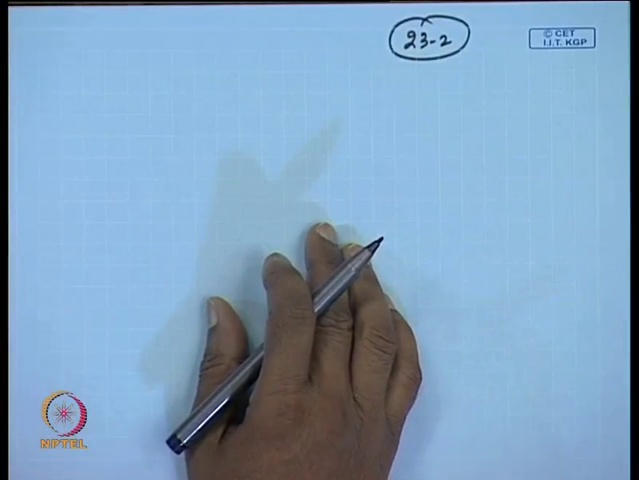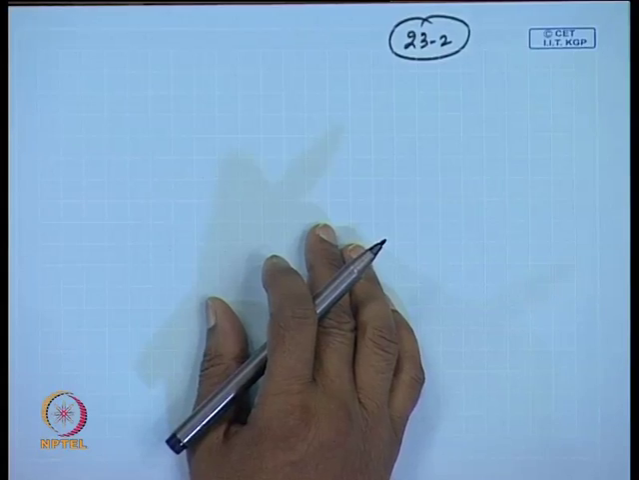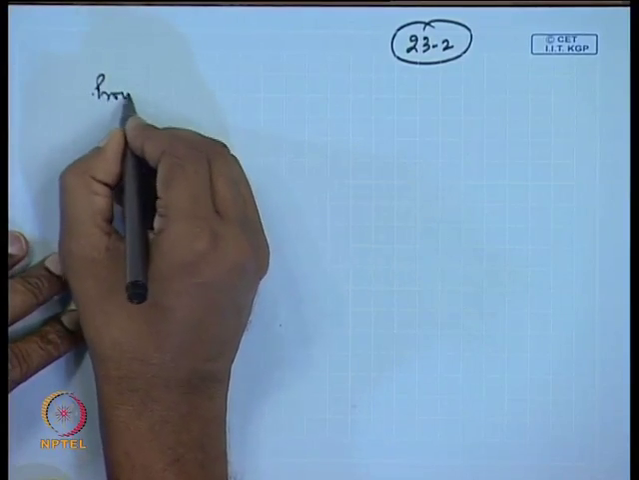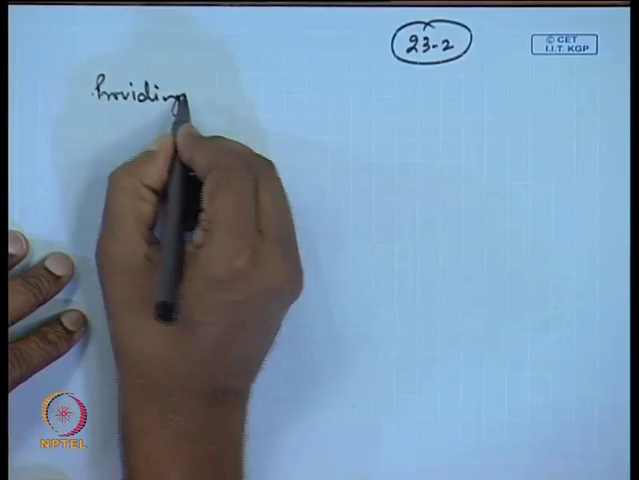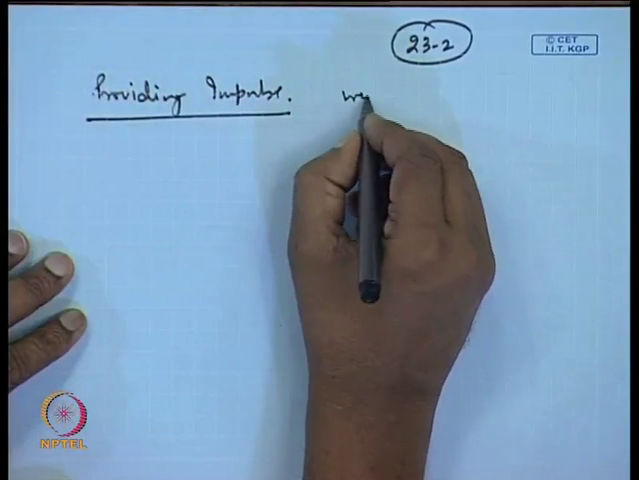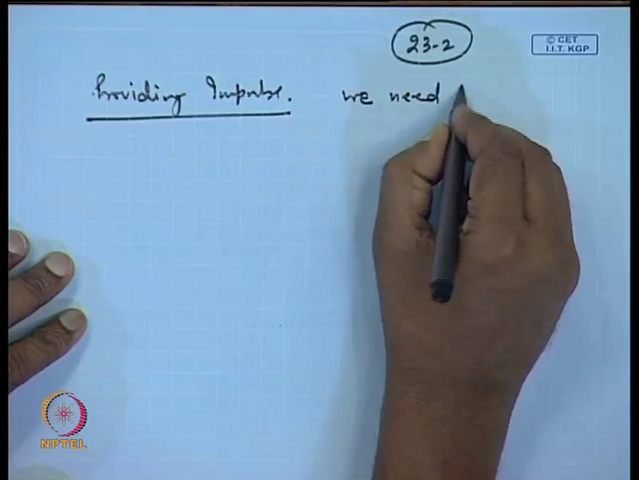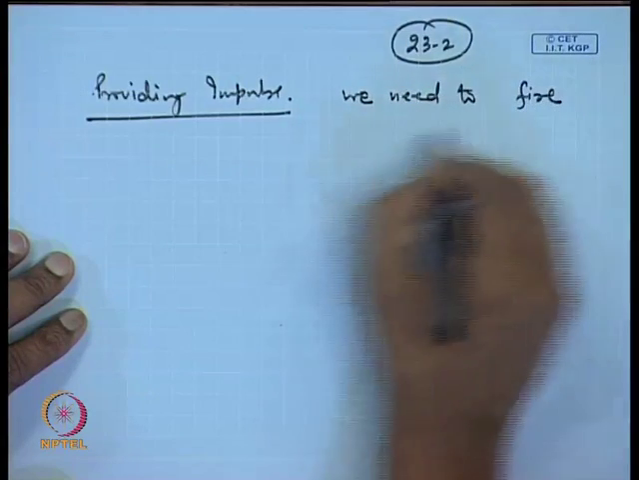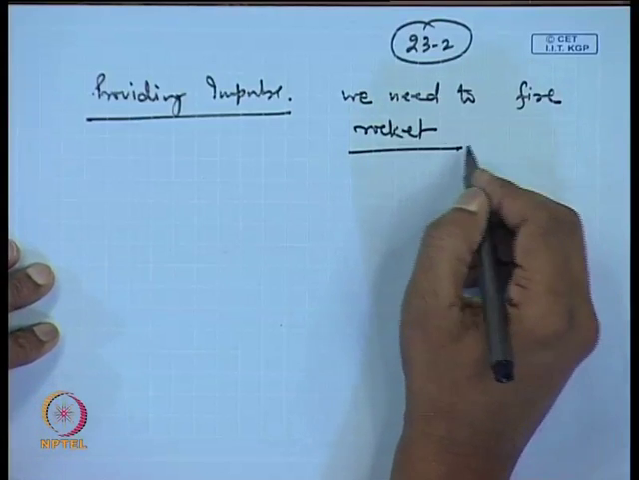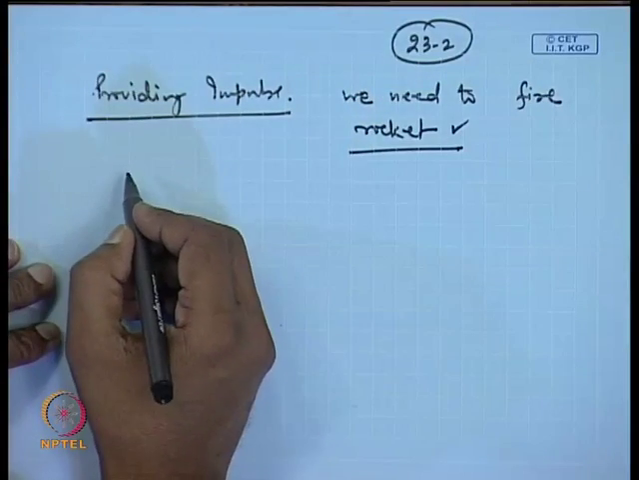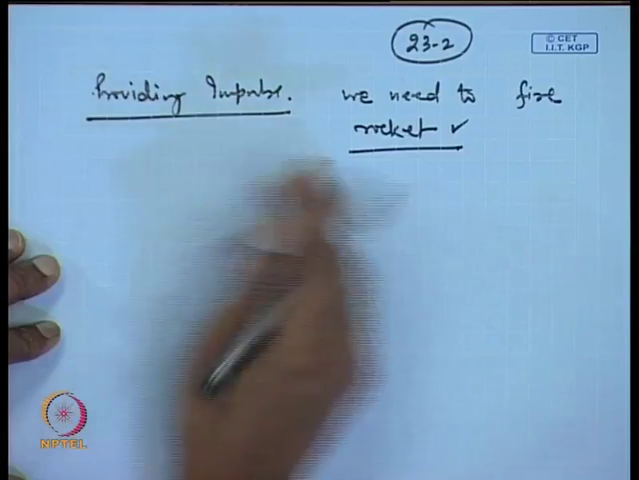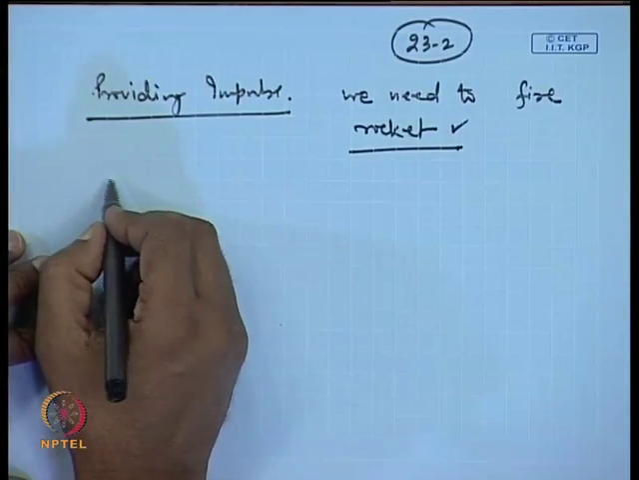Okay, now, for providing this impulse, what do we need? We have to fire the rockets. So, for providing impulse, we need to fire a rocket. The rocket provides impulse by burning the propellant. Okay. So, we are going to develop the equation for the rocket, and it is a very simple equation.